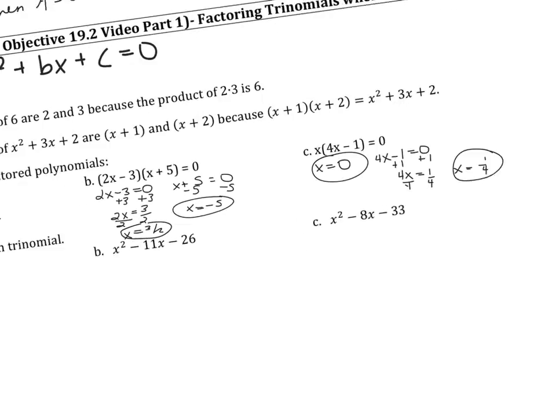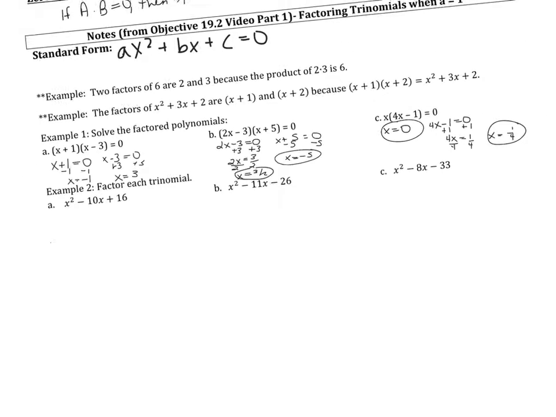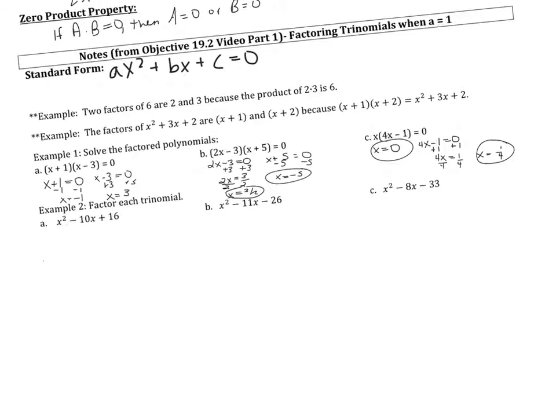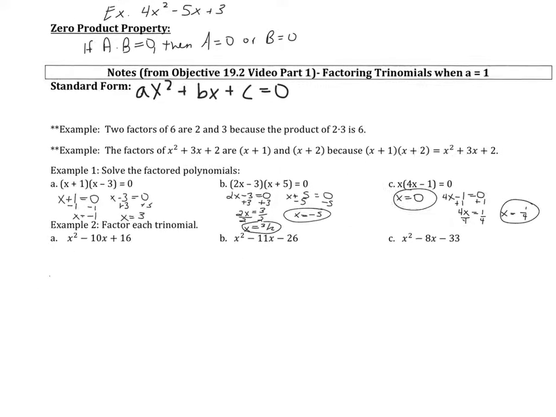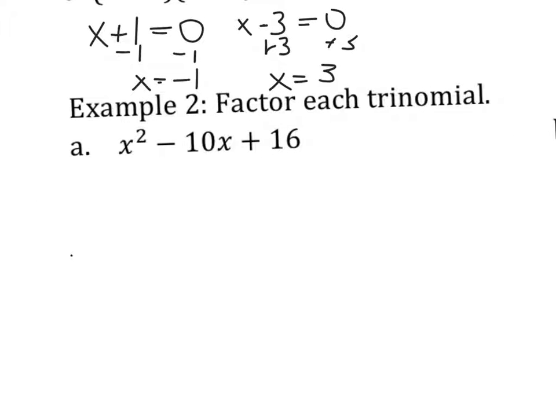So how do we factor it? How do we get those factors like we have in example 1? Well, let's take a look at example 2. And we will learn how to factor. So there's a couple parts to this video, and the first part is when a equals 1. So taking a look at that standard form, when the number in front of x squared is 1, this is how we factor. And we should have an equals 0 on the end there. So go ahead and put that in.